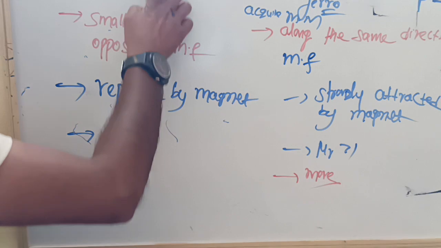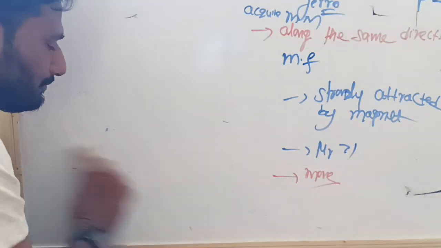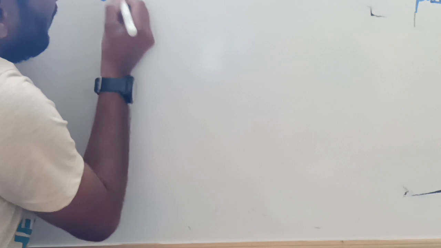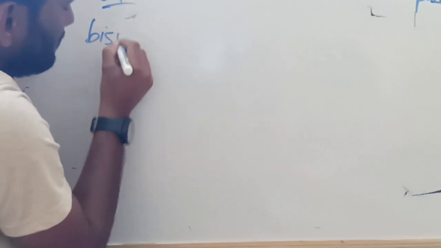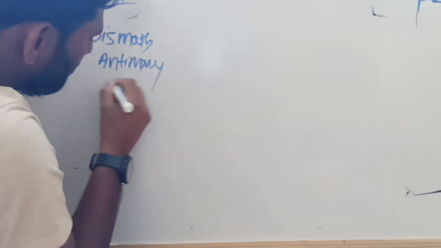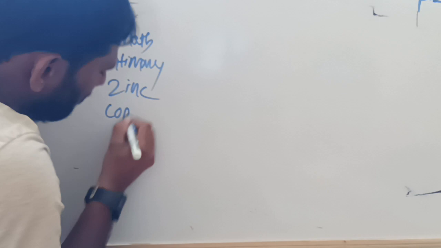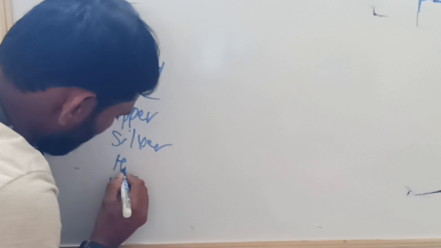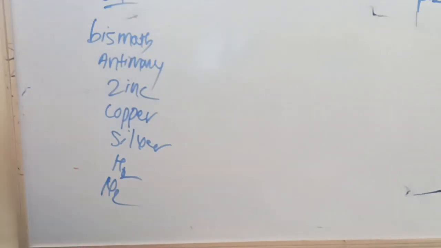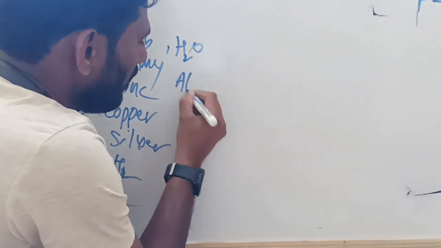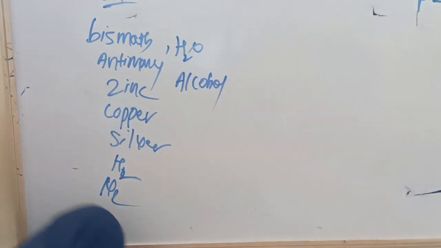Examples for diamagnetic materials, many are there: bismuth, antimony, zinc, copper, silver, nitrogen, hydrogen H2, water H2O, alcohol. These are all examples for diamagnetic materials.